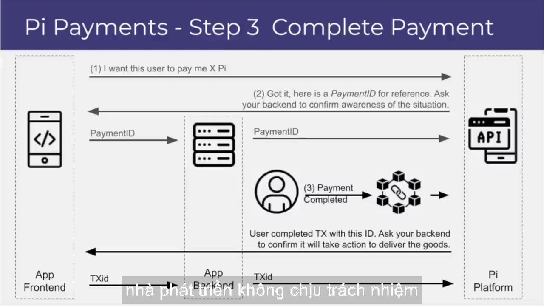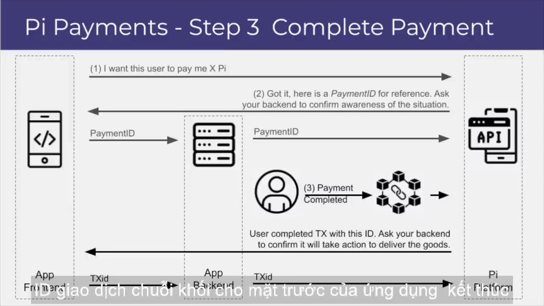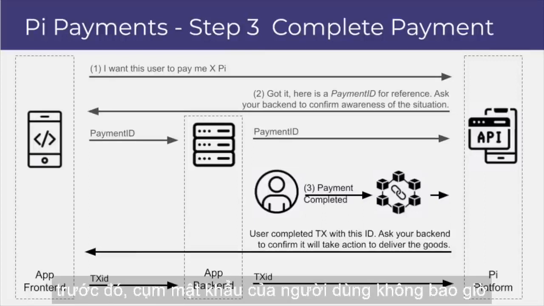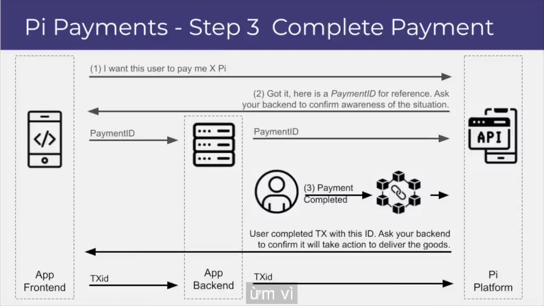And that is all handled by the Pi wallet and the platform, and none of it is the responsibility of the developer. Now, what happens is the Pi platform is going to return the blockchain transaction ID to the app's front end. And this is all happening on the front end side. Part of the reason being, as we said earlier, the user's passphrase never leaves their phone and never leaves their wallet app for obvious security reasons.